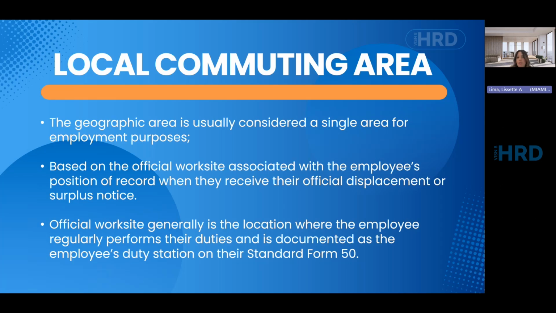And these employees can only get the selection priority when those vacancies are announced in their local commuting area, which is determined by the HRO for the job that is announced. And again, for this, there is no standard mileage. So you're not going to see a mile radius per se. It's going to be defined by the criteria that we mentioned.